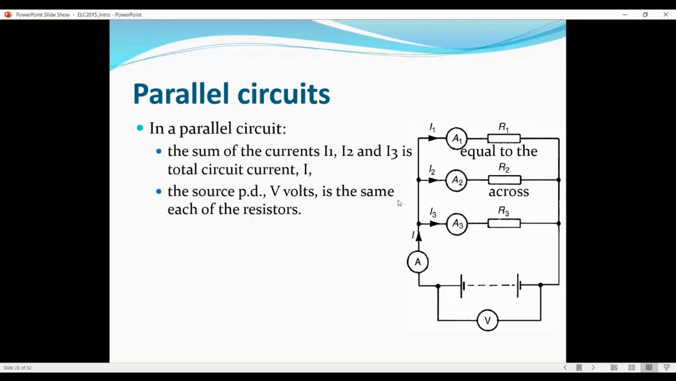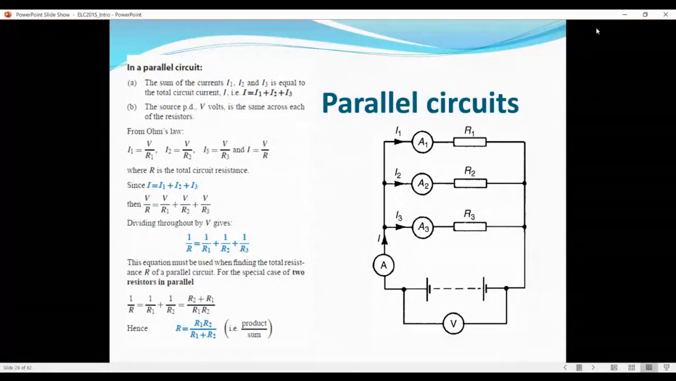Okay, just a recap on parallel circuits. Now, same thing, just putting all the symbols over here and showing how we can find the individual currents.